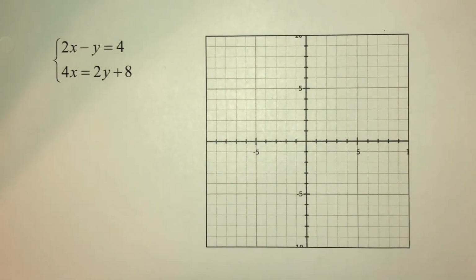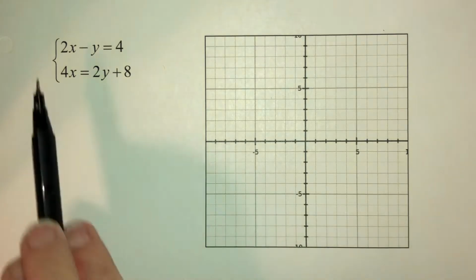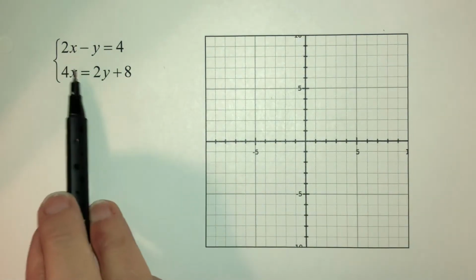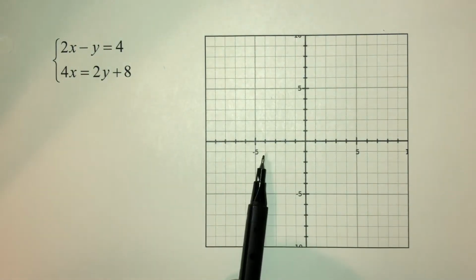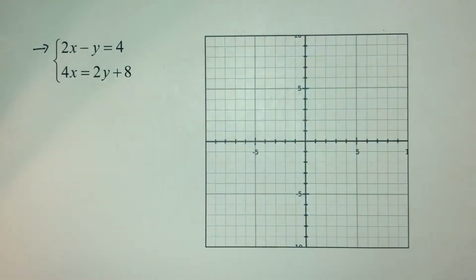This is section 4.1, part 4. We've been solving systems of linear equations by graphing. What we're going to do is the same thing we did before. We're going to graph both of these and see where they cross. So I'm going to start off with this one, and I'm going to try intercepts again.